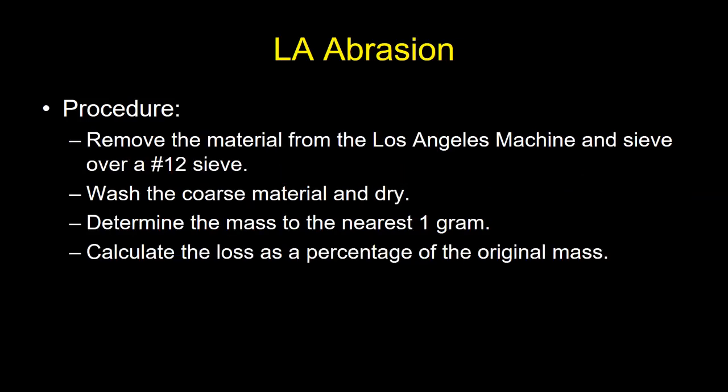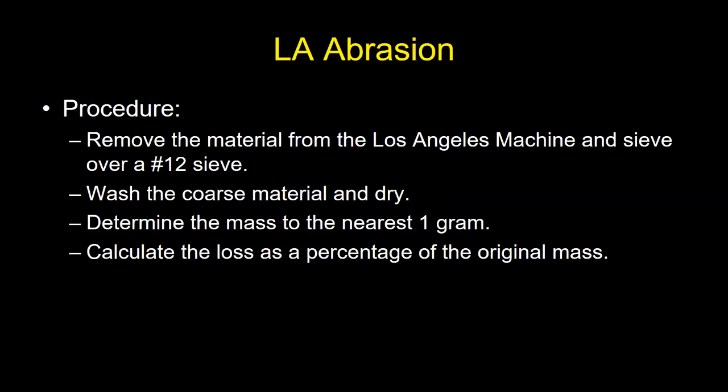After that happens, you remove the material from the LA machine by dumping it. You rotate the machine and dump it from the bottom, and you want to sieve it over a number 12 sieve. I don't know that sieve opening size off the top of my head, and I hope none of y'all do, because we have charts for looking at that. But you want to sieve it over that. You wash the coarse material and dry it to get off any of the dust on it, and then you determine the mass of that material. You calculate the loss percentage of the original mass.